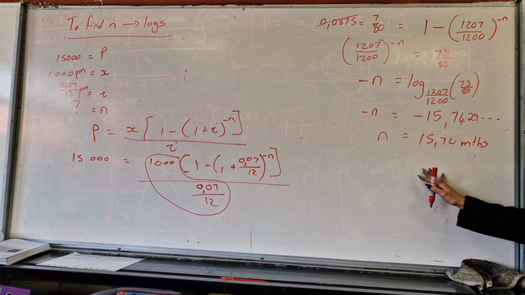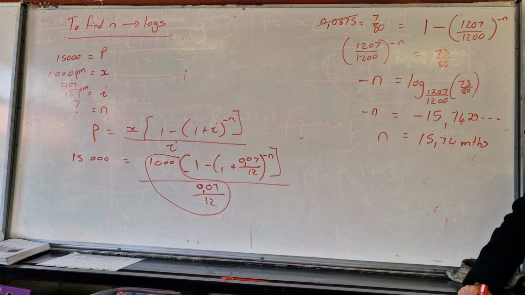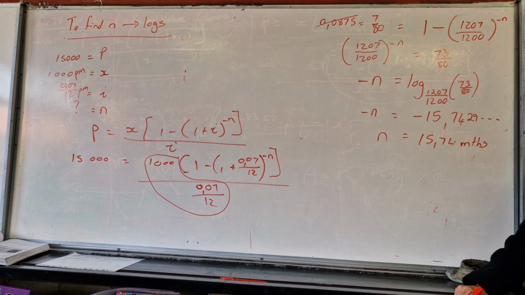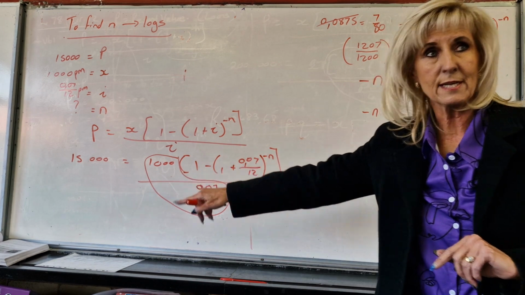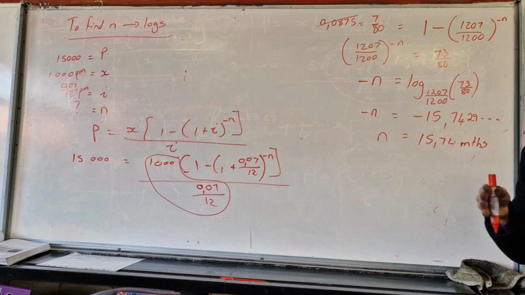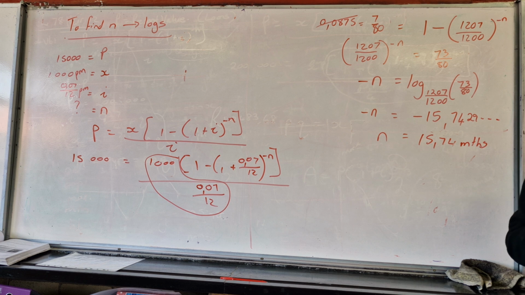If you can get to 15 months, so how many payments will have to be made? 16. You'll have to make 16 payments of 15 thousand, 1,000. And the last one will be a lesser sum. So are you with me?